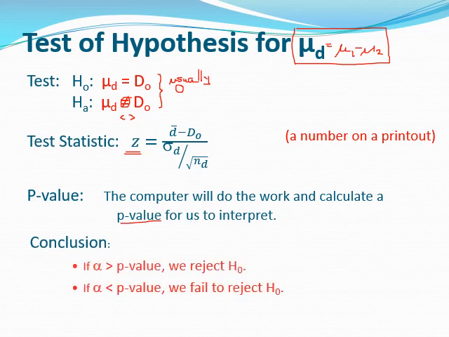And unfortunately, the interpretations here are pretty straightforward. If alpha is greater than the p-value, we're going to be able to reject H naught. If p is low, reject the H naught. You've heard me say it before. You will hear me say it again.